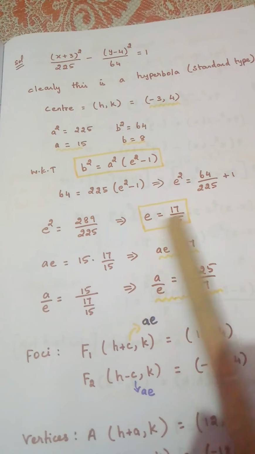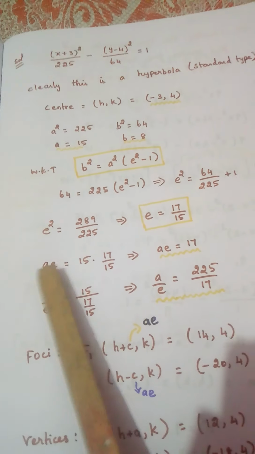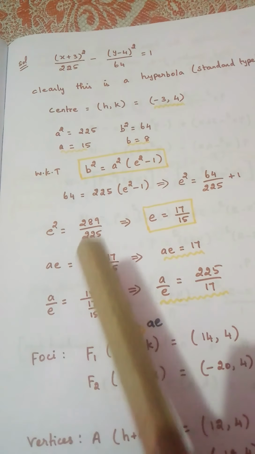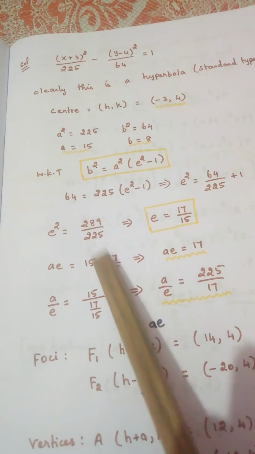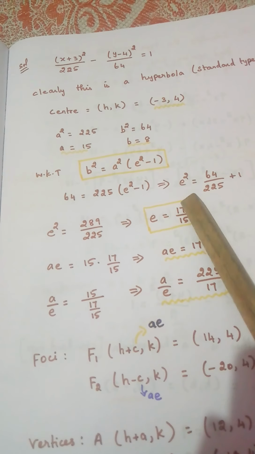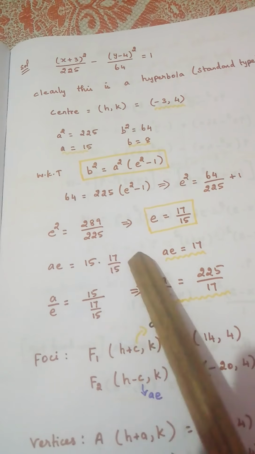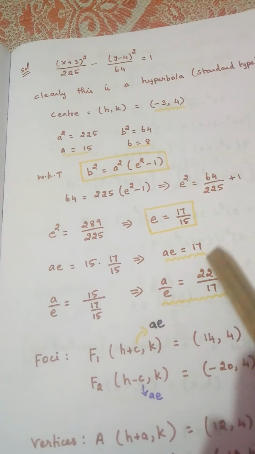Now since we know the e value, two things we will immediately try to find out. What are they? AE and A by E. What is AE? See, the A value is 15. Write that. E means eccentricity. The value we got is 17 by 15. 15 gets cancelled, so AE value is 17.